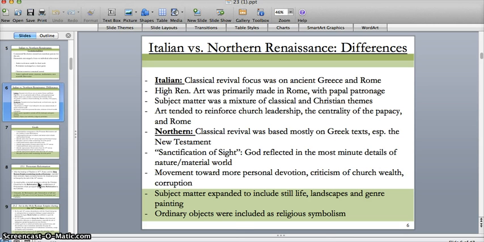There's a movement toward more personal devotion, and there's a criticism of the church wealth and corruption. So think about the Reformation, Martin Luther, John Calvin, all of those guys that are sort of rejecting Catholicism and kind of calling the Pope out, and how that affects the art. We see subject matter expand from religious to still life, landscape, and genre painting. And we also see this interesting phenomenon of religious symbolism appear and a lot of allegory appear in the art.